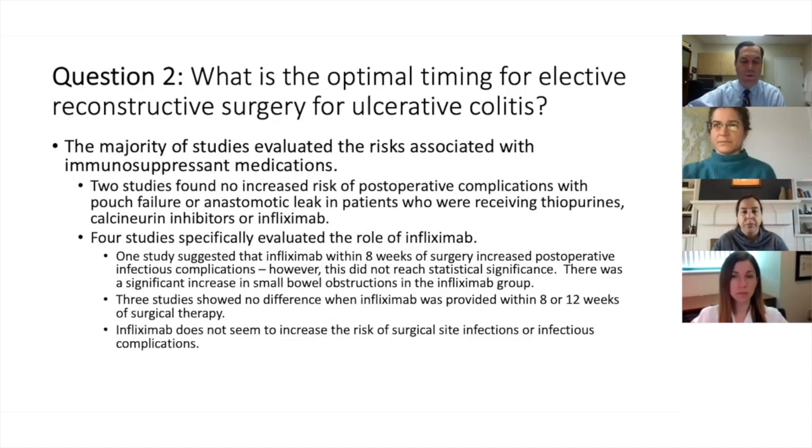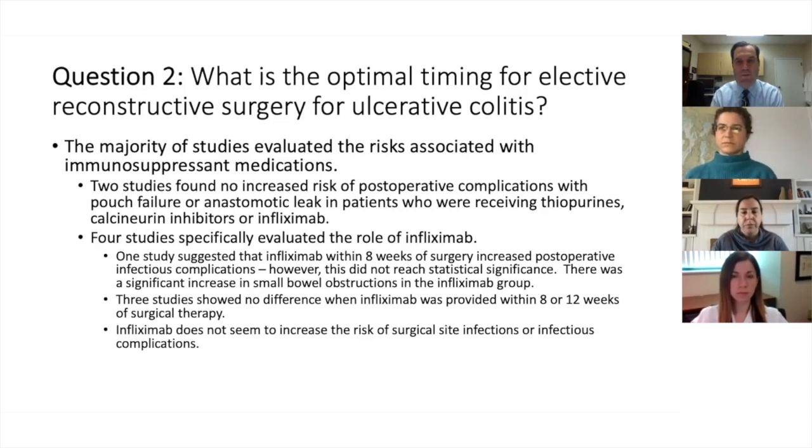The majority of studies that were out there evaluated the risk associated with other immunosuppressant medications that have come in the last decade and become more popular in the pediatric patients. Two studies found no increased risk of postoperative complications, including pouch failure or anastomotic leak, in children who were receiving calcineurin inhibitors, infliximab, or thiopurines.